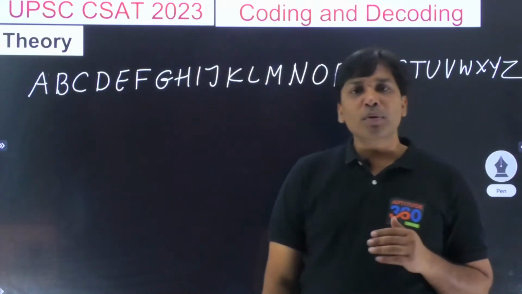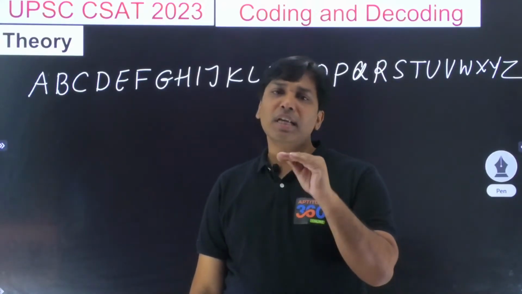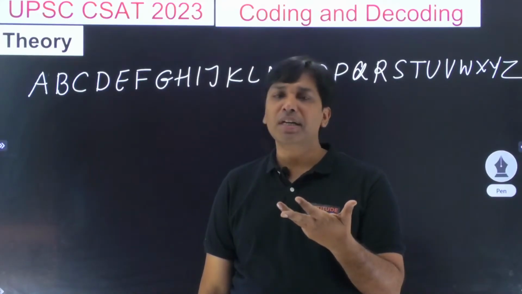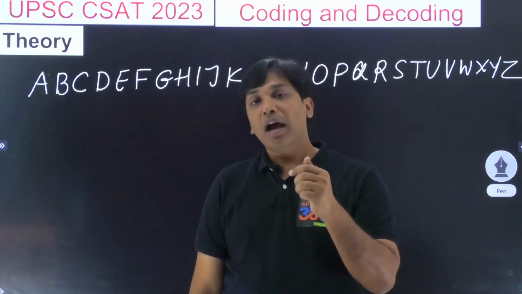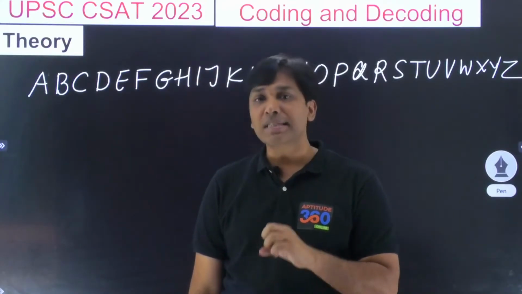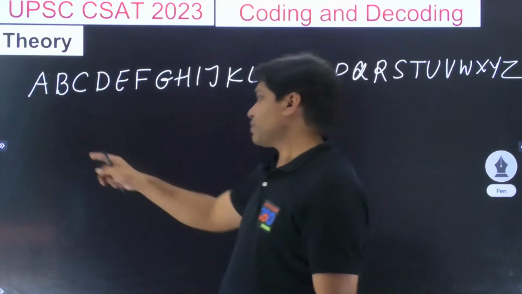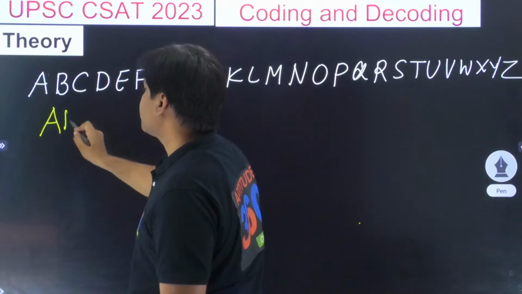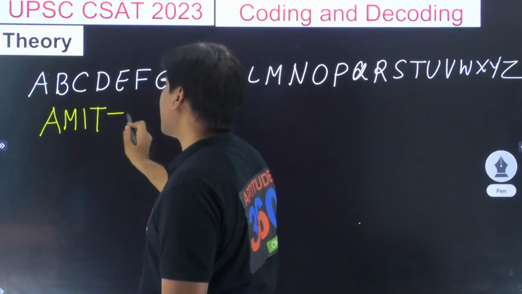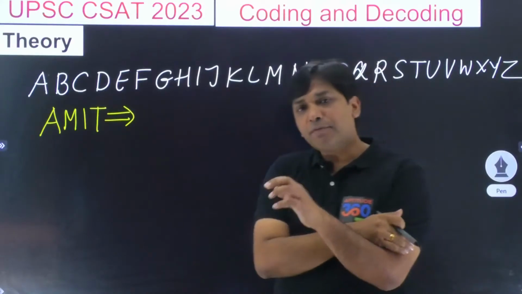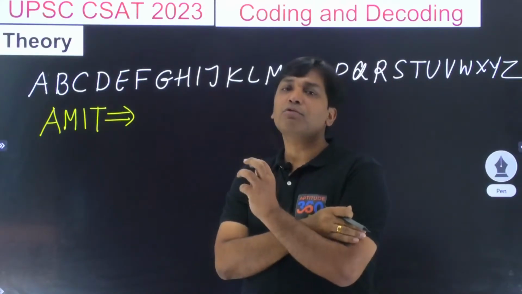And when we simplify these problems, there are 3-4 steps that we should have in our mind. If we think of these 3-4-5 steps, then 50-60% of the problems get solved very easily. So what are these steps? For example, if I have to take my name, Amit, if I have to encrypt this, I have to code this.